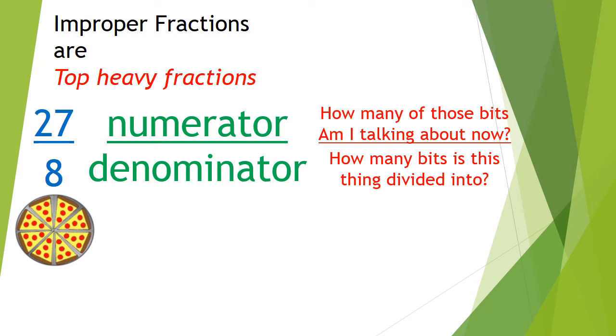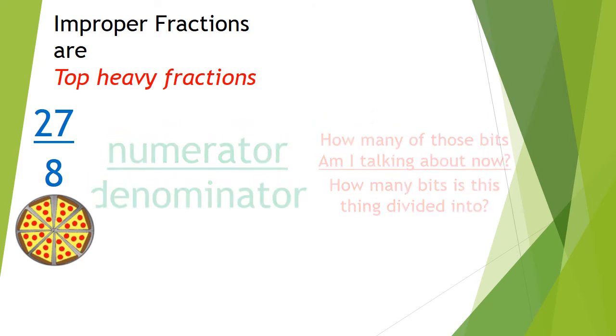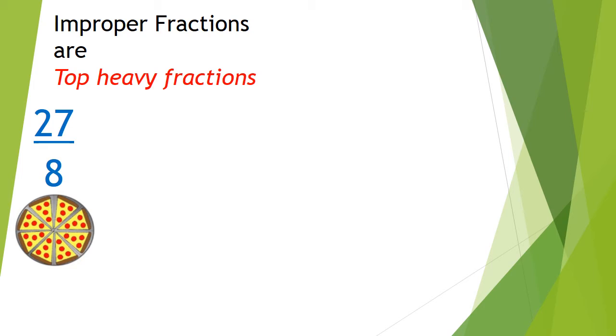So we're going to use our good old favorite example of the pizza. We have something divided into 8 slices, but we actually have 27 slices. So straight away we can see I'm dealing with something that's bigger than 1, because one pizza would have 8 slices, but I have 27 slices. So let's see how many slices we can get.